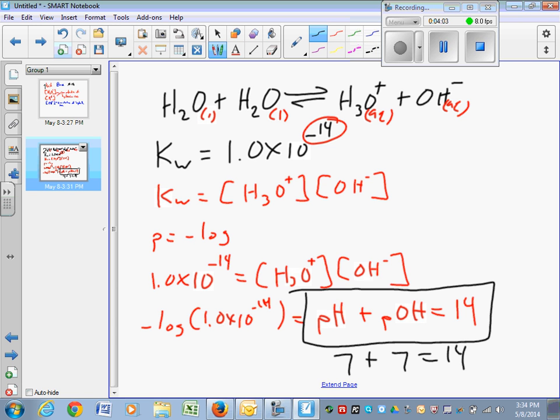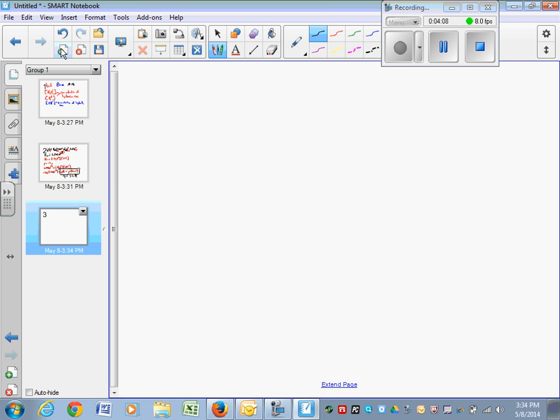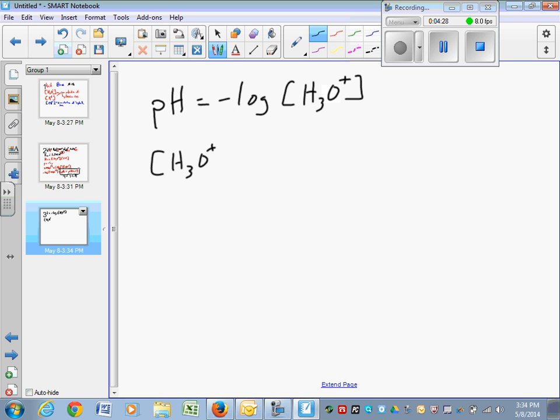So how are we going to use this? Well, we've already said P means negative log. That means that pH is just the negative log of the hydronium concentration. So if you know the concentration of hydronium ions in solution, you can calculate the pH just using your calculator. So how do we find out the concentration? The simple way is to take the number of hydrogens in the formula for the acid and multiply it times the molarity of the acid.